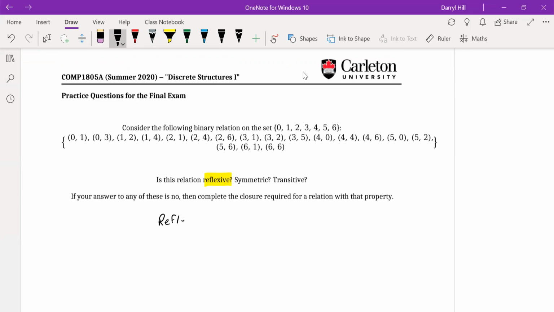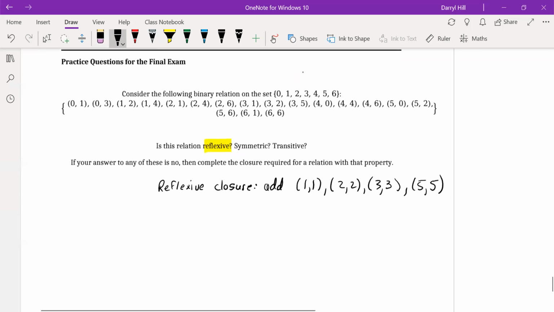So the reflexive closure, we would add 1, 1, 2, 2, 3, 3, 4, 4 is already there, and 6, 6 is already there. So we would add these elements to get the reflexive closure.